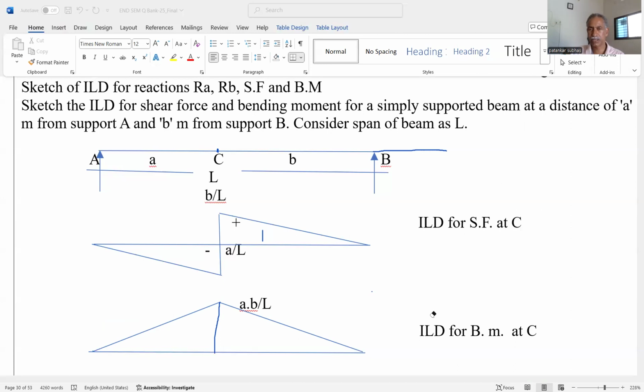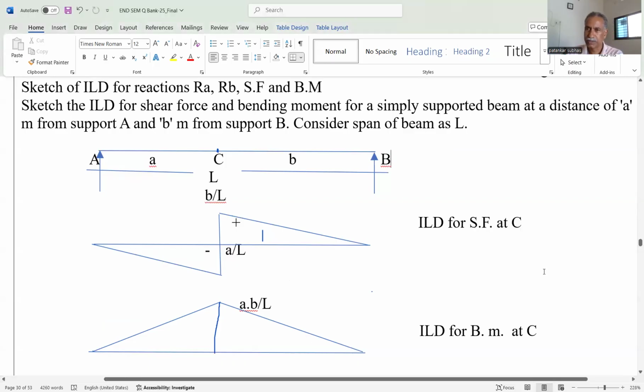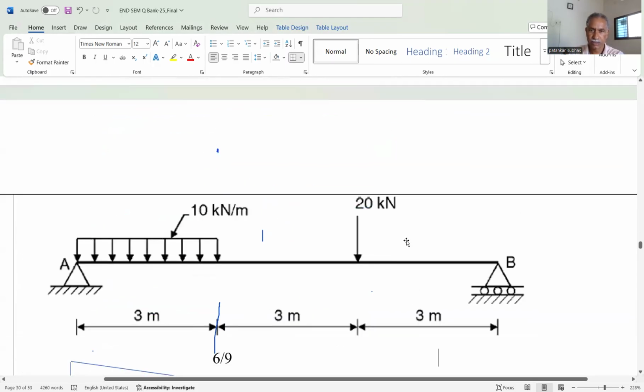If there is a UDL, then we can take the area of that ILD under the load. Okay. So in this way, we can find out the support reaction, shear force and bending moment using the concept of the ILD. Okay. So let us start the problem.